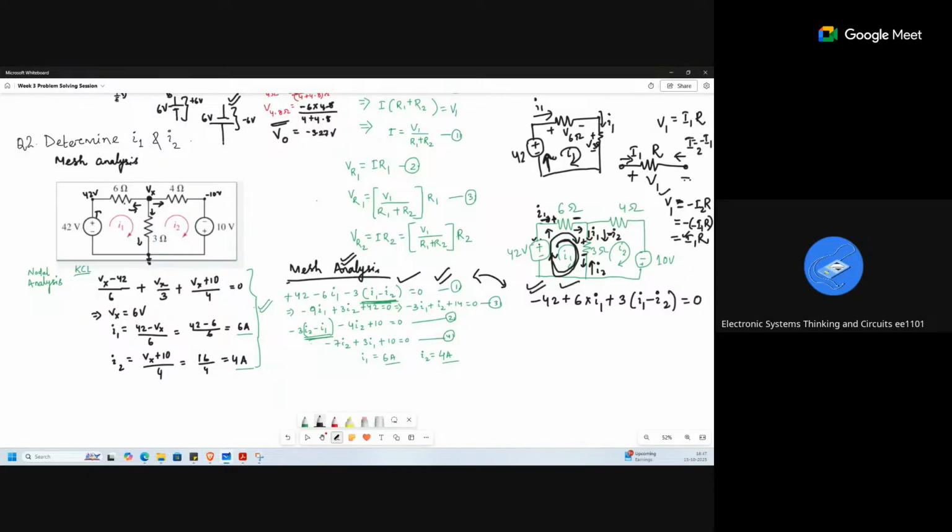So that's why he has taken plus 42 minus 6 I1, then minus 3 I1 minus I2. But if I'm considering only the entering point, this is minus 42, because if your battery is here plus to minus, here you have the plus 42, and with respect to ground, this is plus 42. This negative is nothing but giving you minus 42 volt.